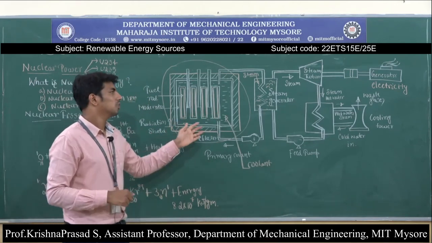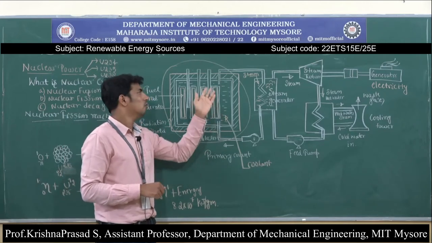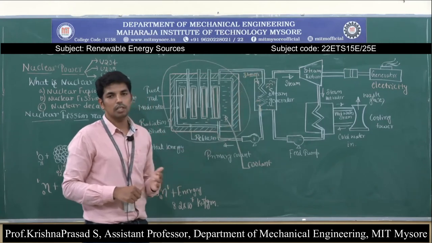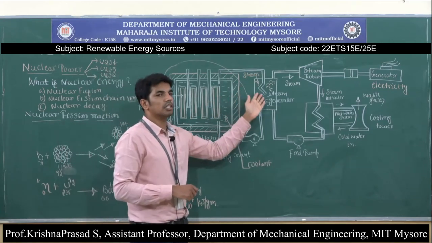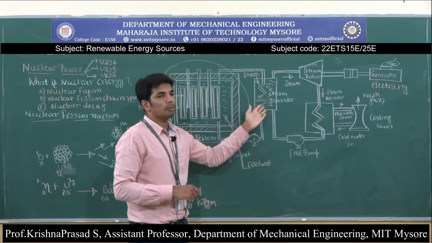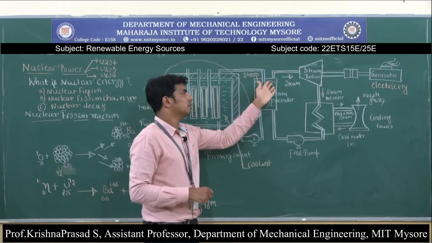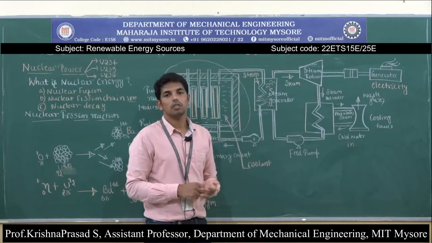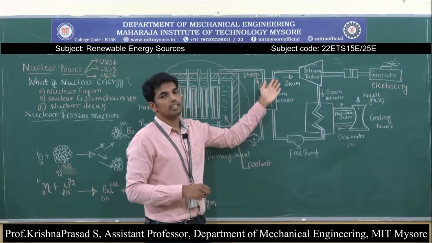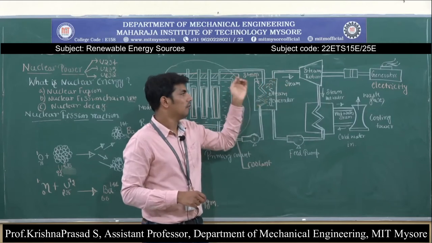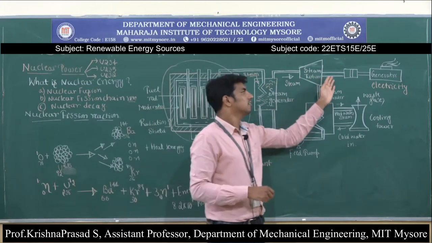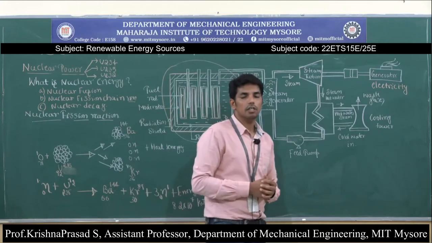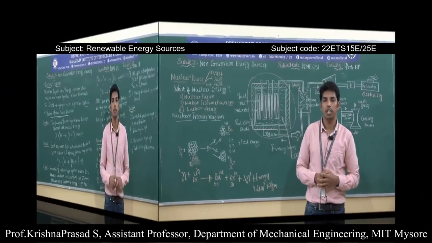The heat energy absorbed by the coolant is transferred to the steam generator, and in the steam generator this heat energy is absorbed by the water, hence it gets converted into steam. Then the steam is made to flow over the blades of the turbine in order to convert the heat energy of the steam into mechanical energy in the form of rotation of the shaft, which in turn drives the electrical generator to produce electricity. So this is regarding the nuclear fission chain reaction.